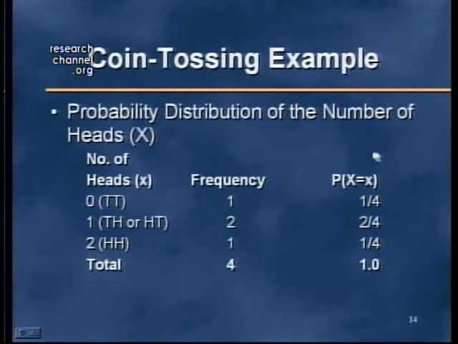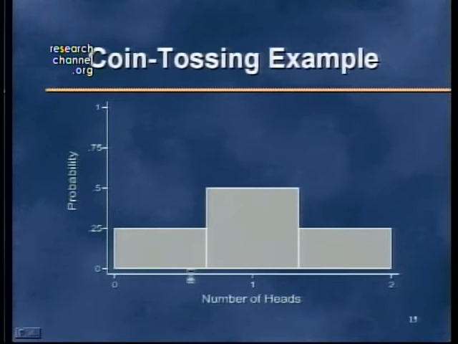So what's the point of this? The point is that we have all possible outcomes, 0, 1, and 2. Each of them has a probability that's non-negative, that ranges between 0 and 1, and the sum of all of those probabilities is equal to 1. Here's just a graphical way of looking at that same thing. We saw the probability of 0 heads was 0.25, the probability of 1 head was 0.5, the probability of 2 heads was 0.25.